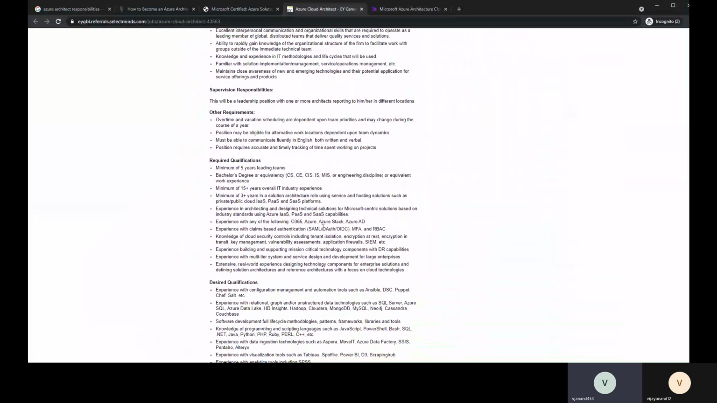Knowledge of cloud security controls, including tenant isolation, encryption at rest, encryption in transit, key management, vulnerability assessment, application firewalls, SIEM, etc. Experience building and supporting mission critical technology components with DR capabilities. Experience with multi-tier systems and service design and development for large enterprises. Extensive real-world experience designing technology components for enterprise solutions and defining solution architectures and reference architecture with a focus on cloud technologies.